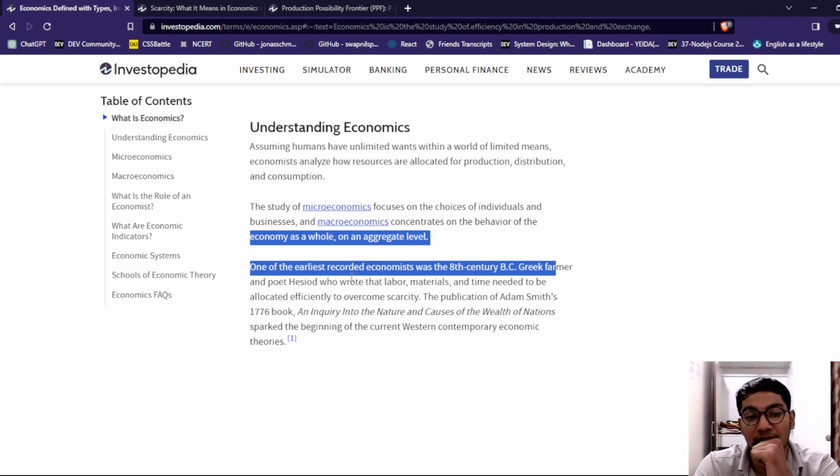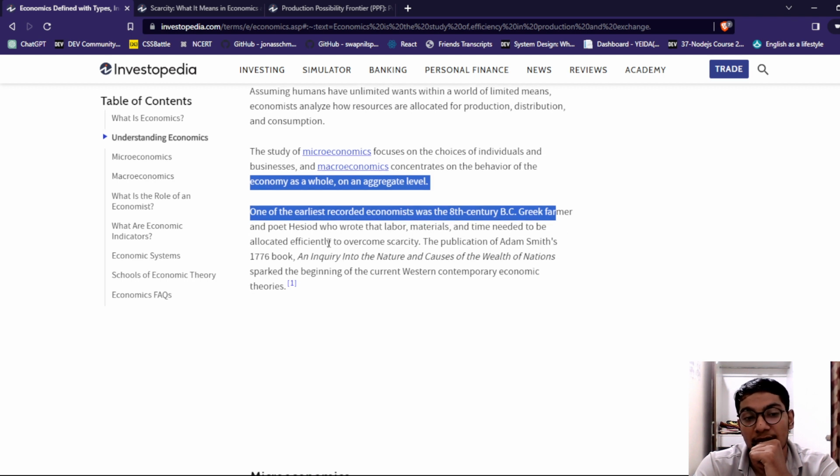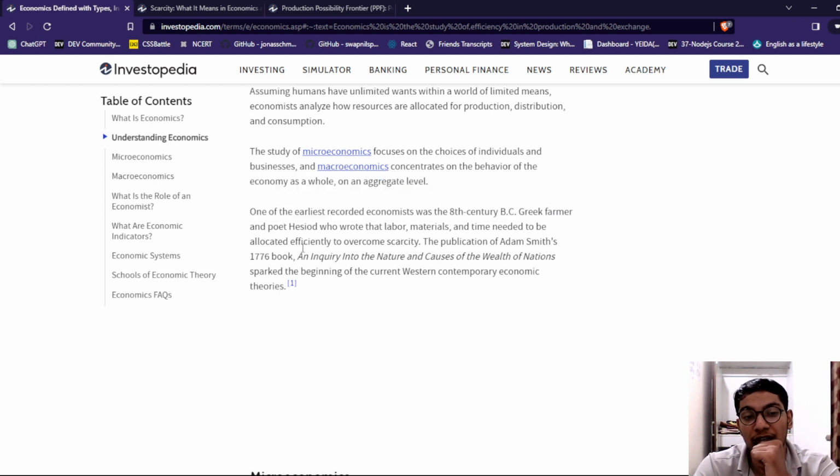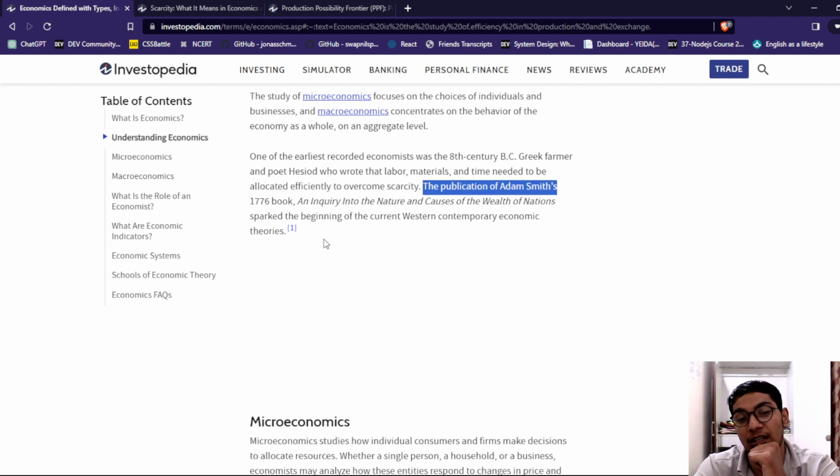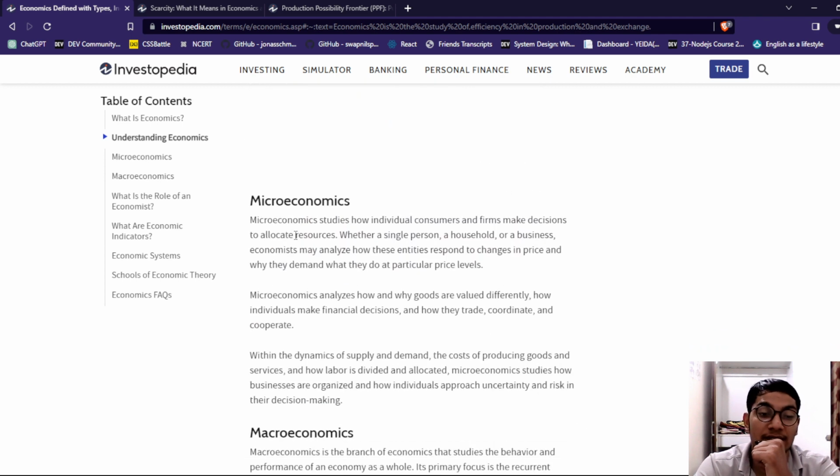One of the earliest recorded economists was from the 18th century BC, who wrote that labor, material, and time need to be allocated efficiently to overcome scarcity. The publication of Adam Smith's 1776 book, An Inquiry into the Nature and Causes of the Wealth of Nations, sparked the beginning of the current Western contemporary theories.